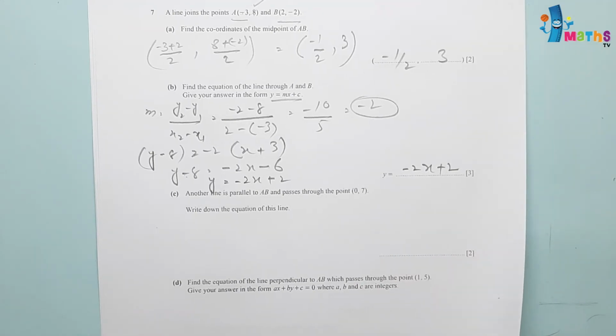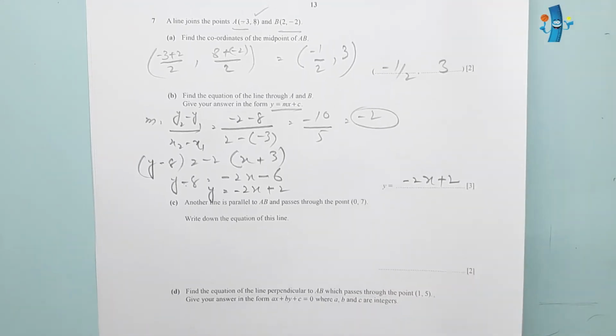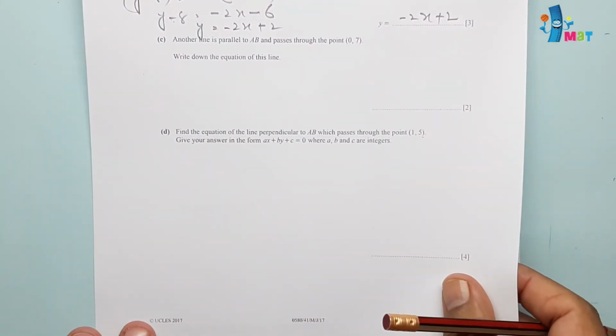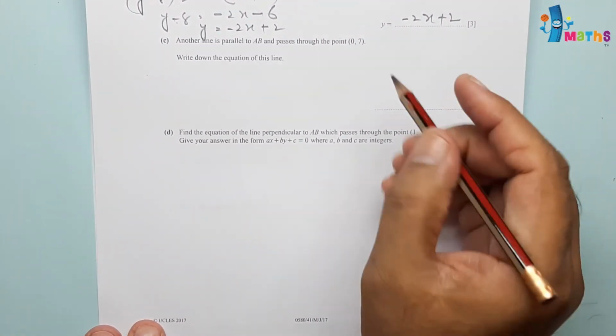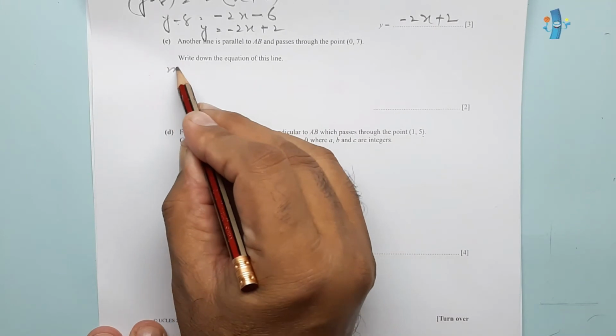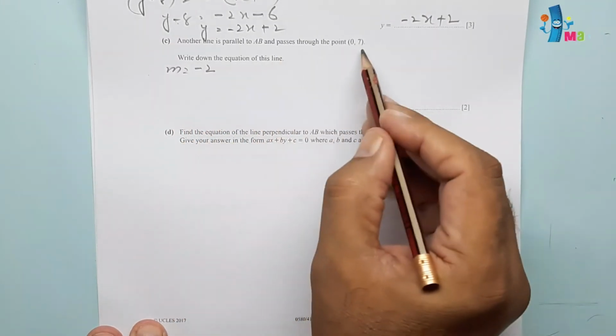C part, another line is parallel to AB. Parallel to AB means having the same gradient as this one. So m is equal to minus 2, and the point is this one.